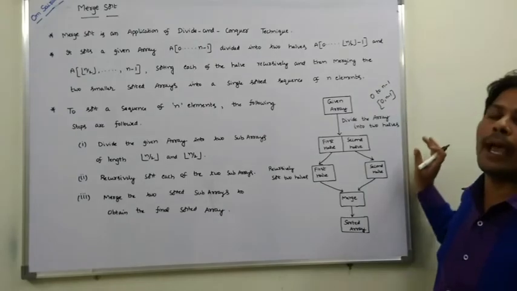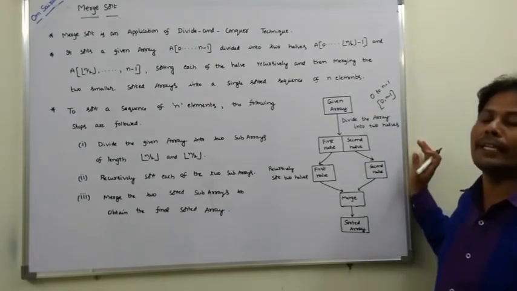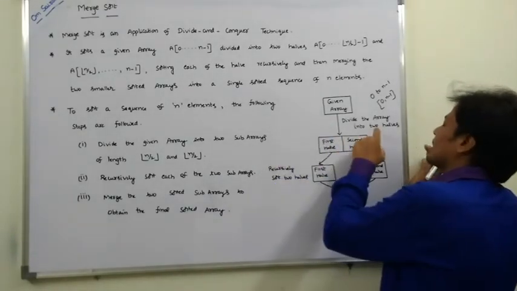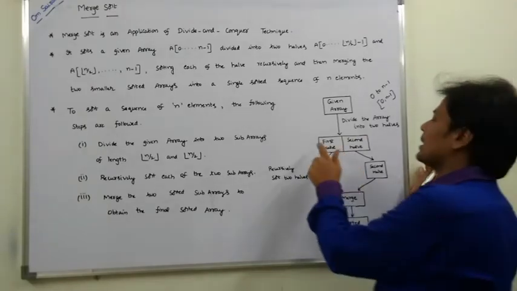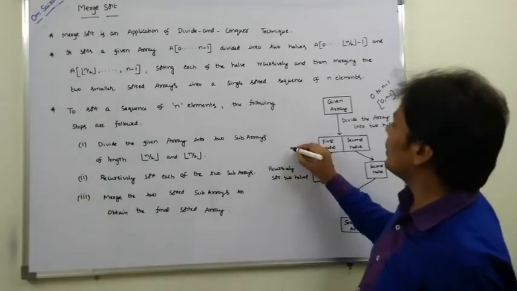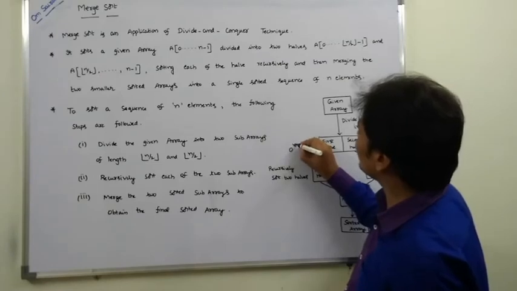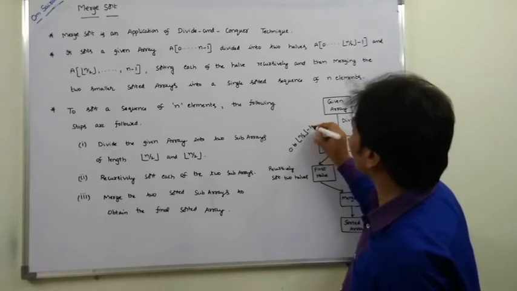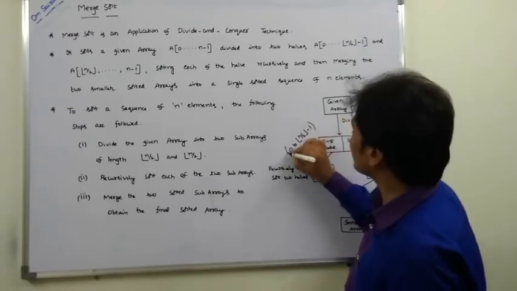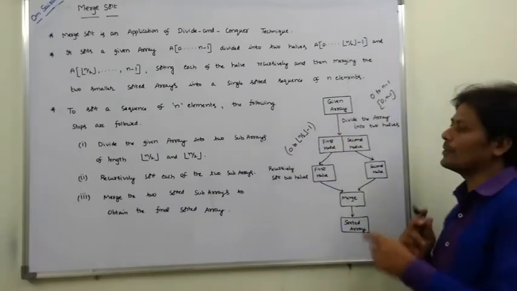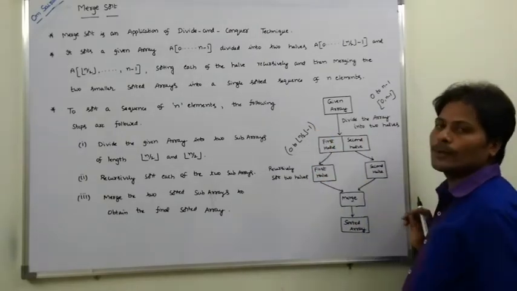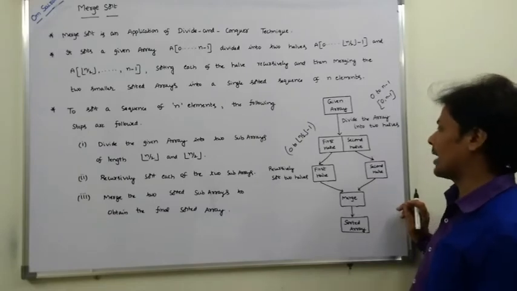This given array can be divided into two subarrays or two halves. This is the first half and this is the second half. What is the range of the first half? That is 0 to n by 2 minus 1. This is the mid value, so the first half is 0 to n by 2 minus 1.